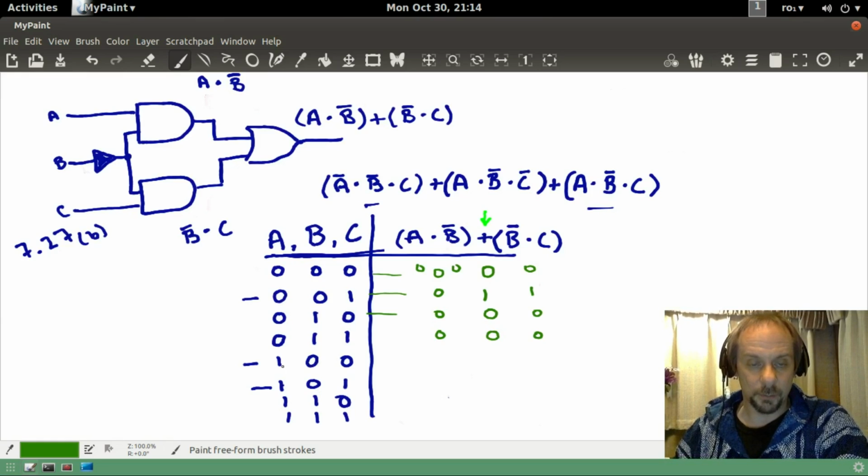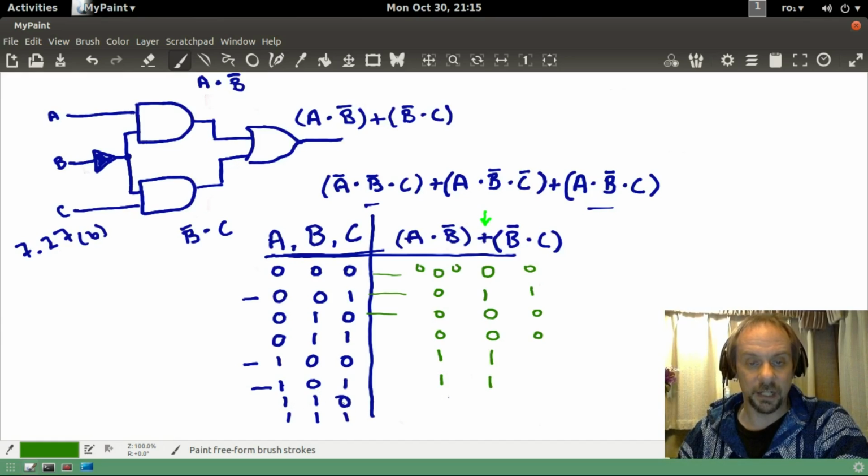Then we get A is 1. B is 0 negated to a 1, so 1 and 1 is going to be 1. 1 or anything is 1. Then A is 1, B negated from 0 to 1, so 1 and 1 is going to be 1. 1 or anything is 1.